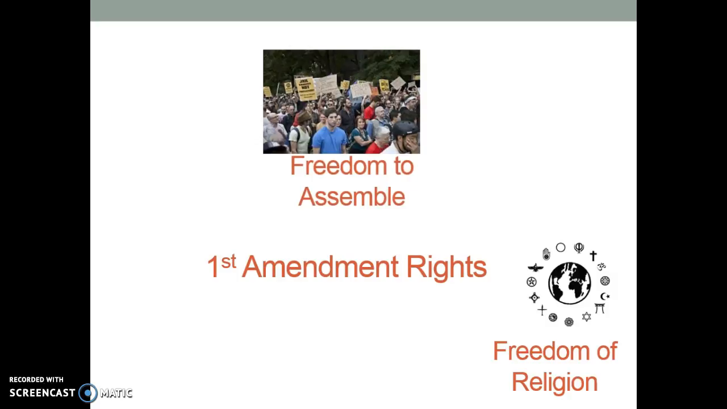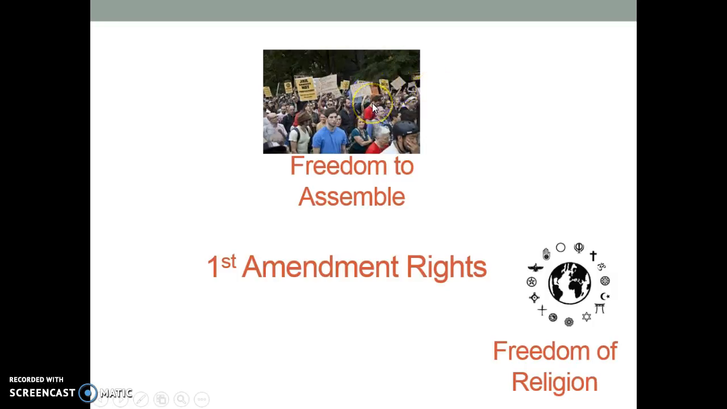Now, freedom to assemble is really important because it's kind of our right to protest. If you think about assemblies that you go to here at Liberty, it's when everybody comes together to watch a performance. When we say freedom to assemble, it can be one person or it can be a big group, as is in this picture.